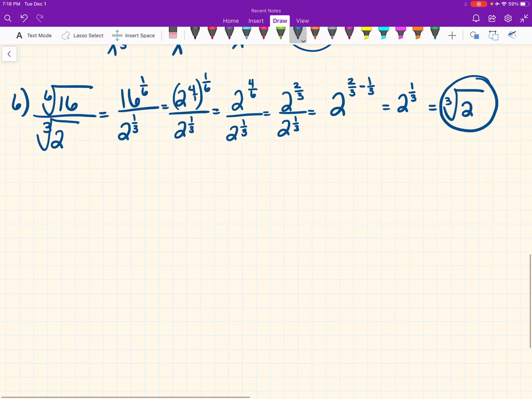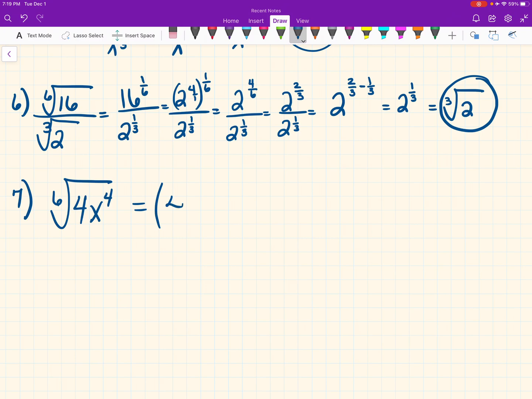Okay, number 7. We have the 6th root of 4x to the 4th. Well, the first thing I know is in the end I have to go back to radicals, but I want to see what I can simplify here. Well, there's nothing that can be simplified right away, so let's rewrite this and see what happens. And sometimes this is just messing around with it. Okay? All right, let's do this. Let's write 4 as 2 squared. I'm just changing things around.